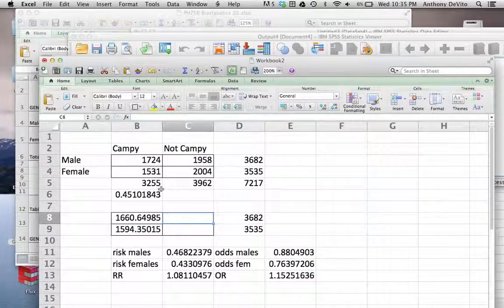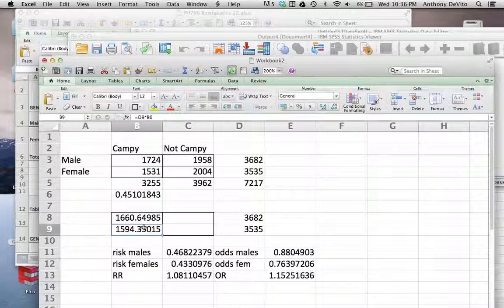You could also do chi-square yourself. The observed values minus the expected values squared, divided by the expected values, and add them all together and get that same chi-square value.